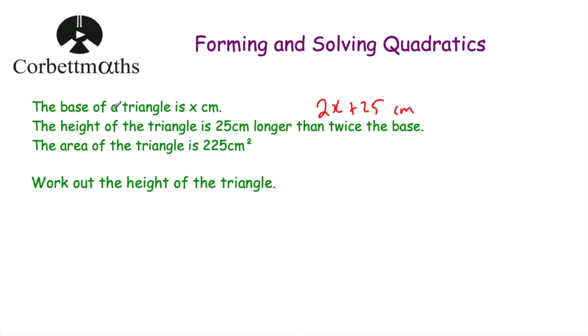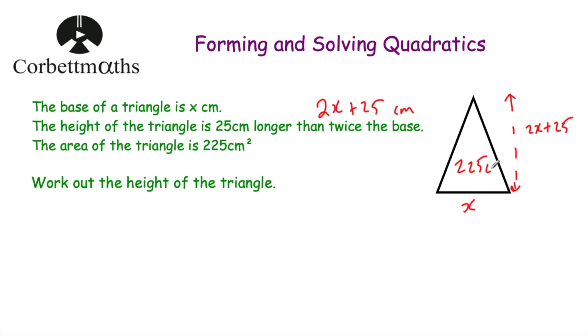Okay, so that's fantastic. We've now got the base of the triangle and the height of the triangle. And we could do a little sketch of a triangle if we wanted to. So we could just draw a little triangle. Okay, so that's our little sketch of our triangle. And we're told the area is 225 centimeters squared. So that's fantastic. Now we want to find the height of the triangle, so we want to find this height.